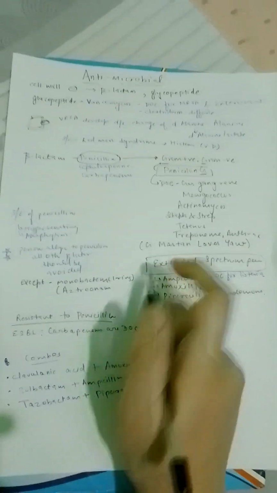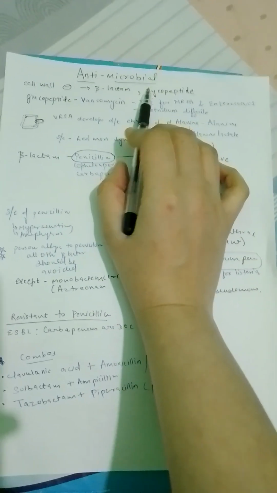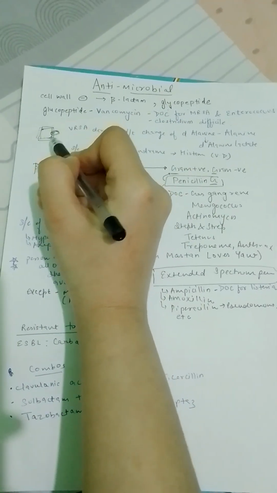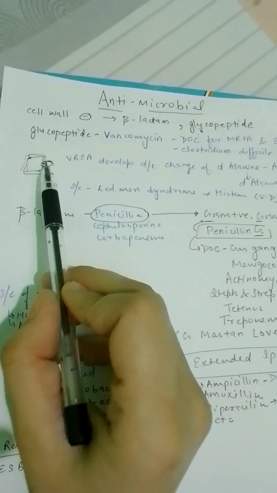So let's start. This is antimicrobial. We know it is against the microbes. First we will talk about the cell wall inhibitors. For example, suppose this is a bacteria and the bacteria has a cell wall over here. Let me zoom it. So the bacteria has a cell wall over here.